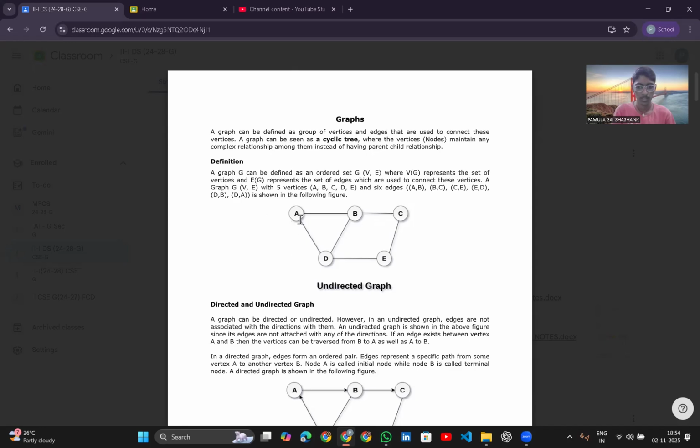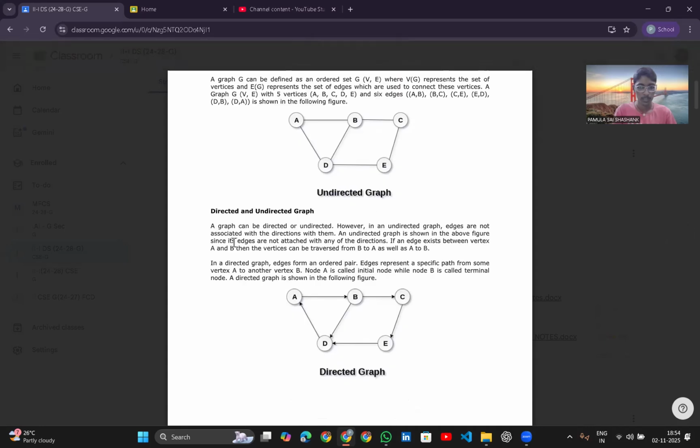For example, here we can see a graph, and it is an undirected graph, as we cannot see where the arrows are going. We can call it from A to B or B to A in any way. It has no specific direction, so it is an undirected graph. It has six edges and five vertices. A, B, C, D, E are vertices. AB, BC, CE, ED, DB, DA are called edges.